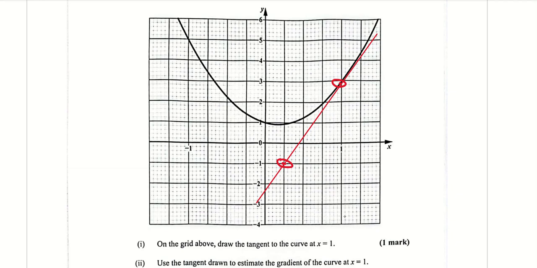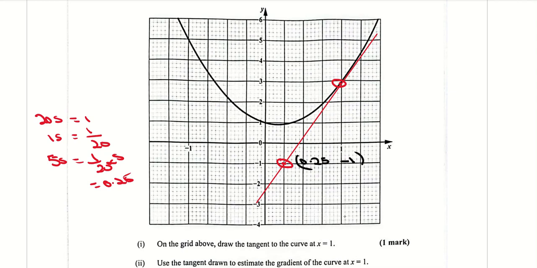So let's see, how much is this? This is y is negative 1. This is 5, 10, 15, 20. So 20 spaces is equal to 1. 1 space would be 1 over 20, and therefore 5 spaces would be 1 over 20 multiplied by 5, which is 0.25. So the coordinates here would be (0.25, negative 1), and here x is equal to 1 and y is equal to 3.